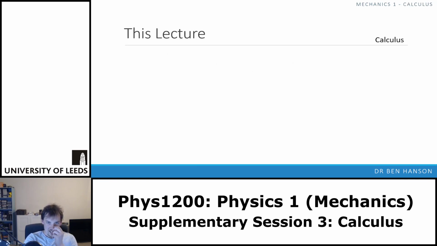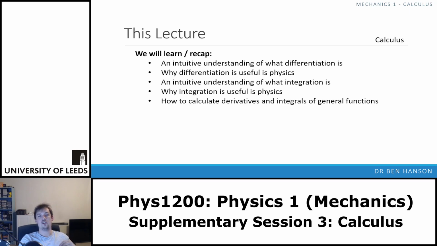But now we're moving on to calculus. So what are we up to here? So we're going to learn or recap an intuitive understanding of what differentiation is. So we're not just going to use it as a tool. We're going to understand, well, we are going to use it as a tool, but we're going to understand where it comes from, how it's derived, and why gradients of graphs are so important in physics. That's the second one there, why differentiation is useful in physics.